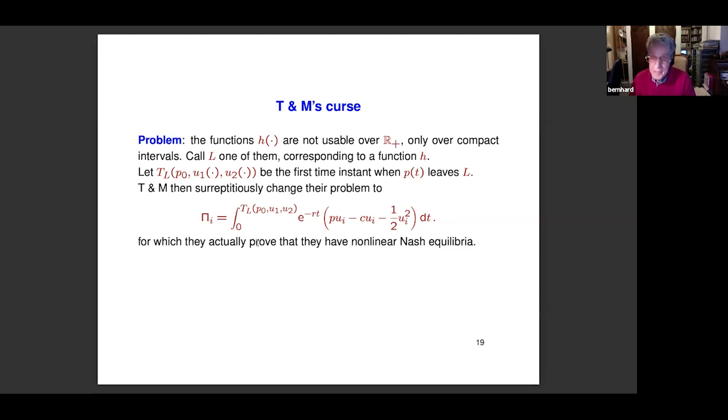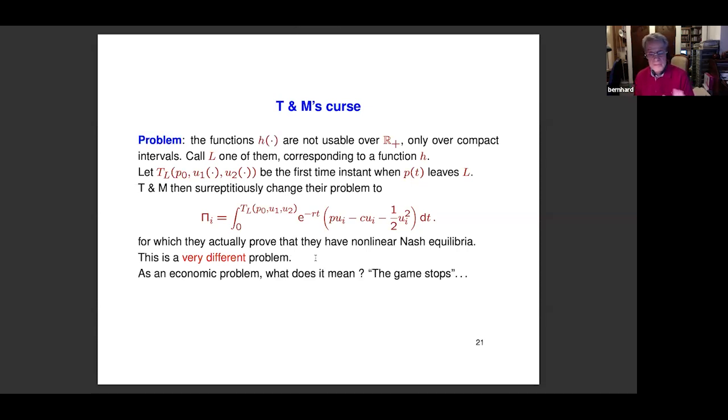So for that problem, they actually find nonlinear Nash equilibria. However, this is a very different problem from the original one. This is what's called the free end-time problem, because the end time is defined when the state reaches a target, in the classical parlance. These targets are the two extremities of the interval L. So this is a very, very different problem. I don't know what meaning it can have in economics, but I don't care today.